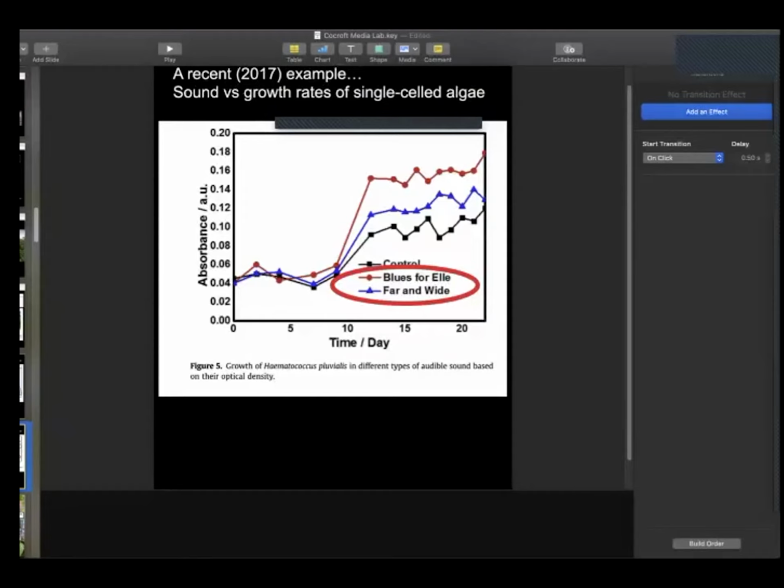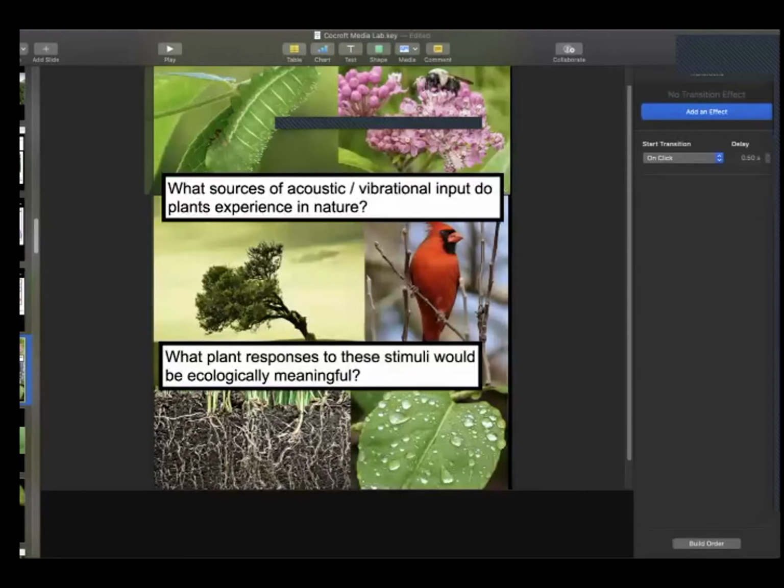And playing music to plants, as much as I identify with playing music, is kind of a fool's errand, because music is a huge combinatorial library of so many frequencies and rhythms and amplitudes that you really have no idea what you're doing. And so Heidi and I are both more ecology based, and so what made sense to us was to ask, what are the sources of acoustic or vibrational input to plants in their natural populations, and then what kind of response to those stimuli would be meaningful.